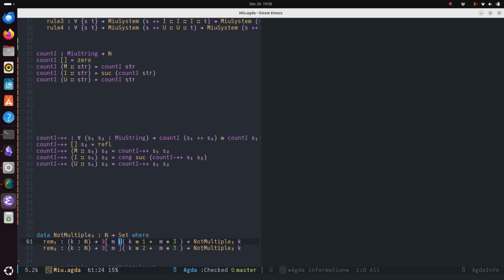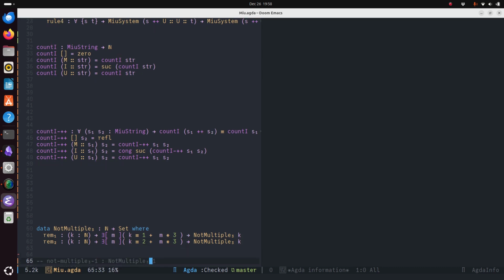Similarly, the second constructor takes two arguments, a natural number and a proof that the number when divided by 3 gives a remainder of 2. Now, the only way we can call a number k as not multiple 3 of k is by using one of these constructors, and each constructor requires a proof that the number is indeed a non-multiple of 3. So let us try to instantiate 1 as a non-multiple of 3.